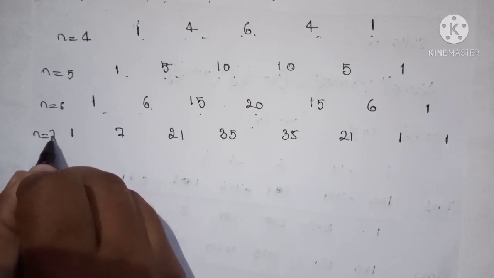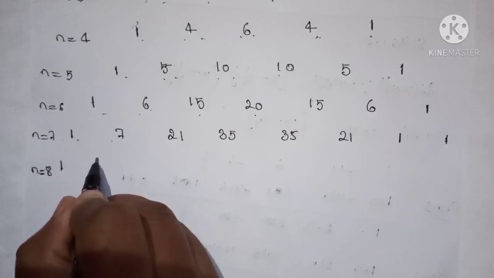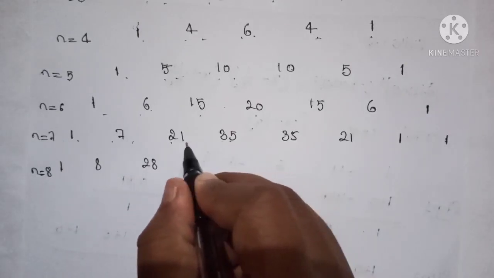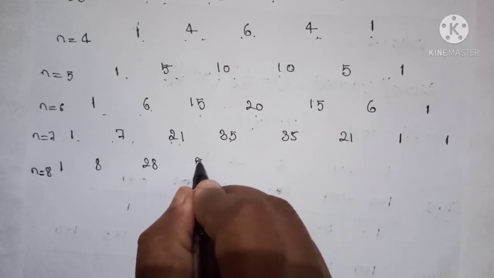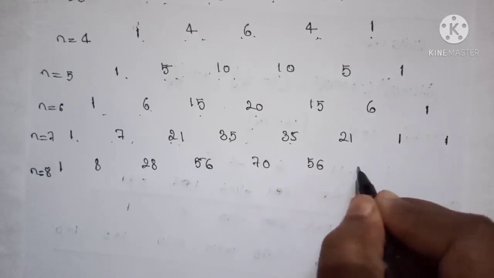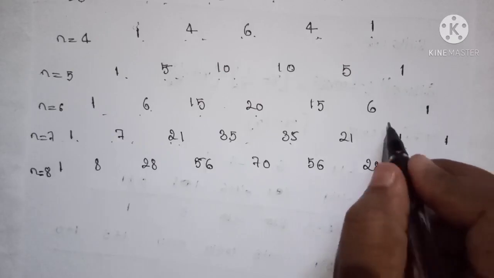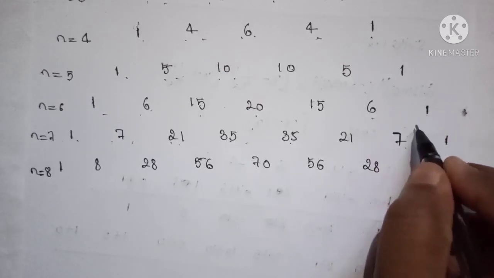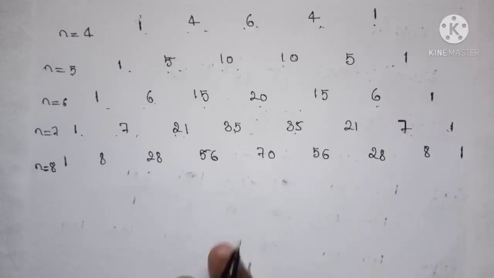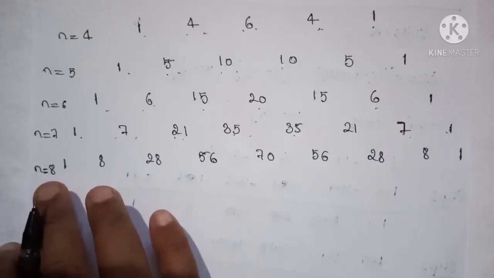Now for n equal to 7, the next row, we get 1 as it is. 1 plus 7 equals 8, 21 plus 7 equals 28, 35 plus 21 equals 56, 35 plus 35 is 70, again 56, 28, sorry, this is not 1, this is 7, then 7 plus 1 equals 8, and 1. So like this, you can get any coefficient of any order.